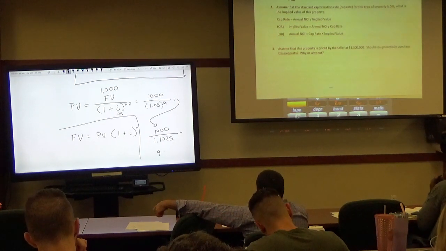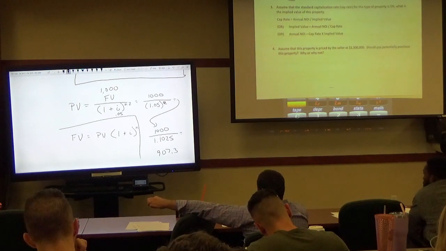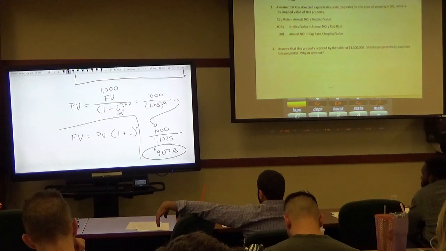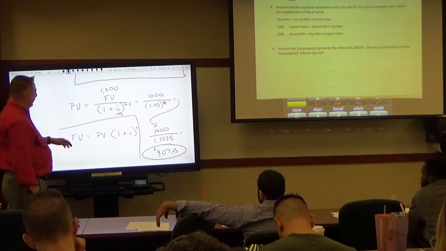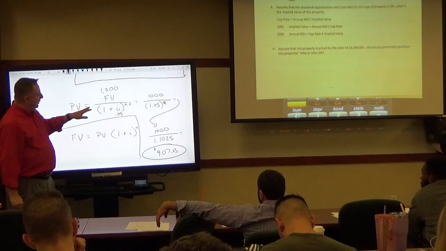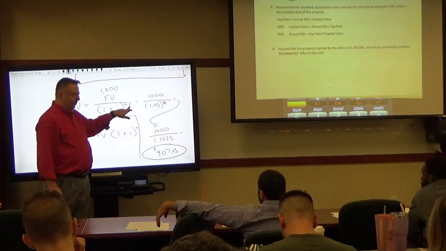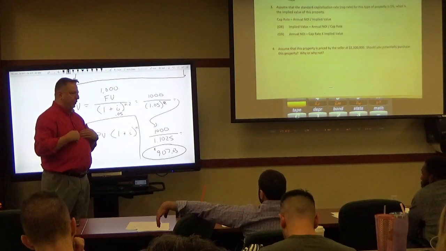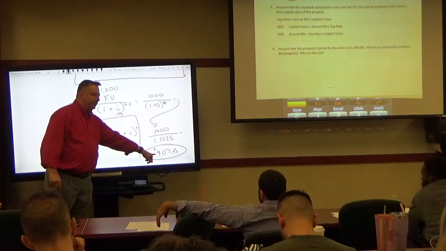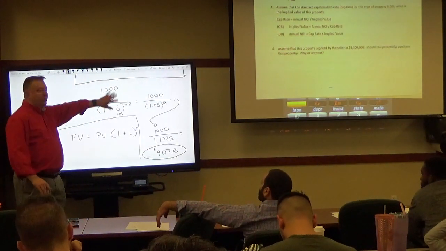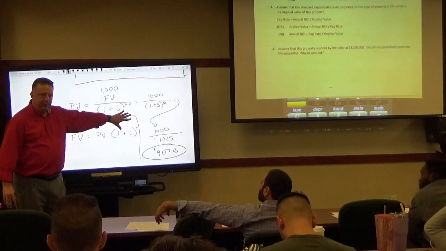And so that means the present value is going to be $907.03, okay? What that means, once again, from the textbook, the way that it explains it is, if we are receiving $1,000 and we're receiving it 2 years from now, how much would that be worth to us today? $907.03. Now, you don't have to do any of this math, okay?